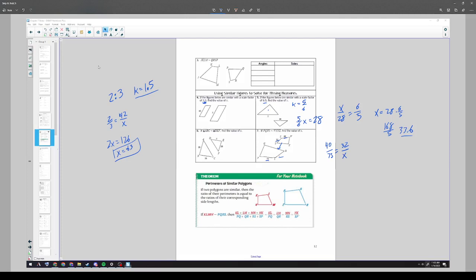So the important thing there was both top numbers were from the same shape, both bottom numbers were from the same shape. So we end up with x equals 32 times 75 divided by 40. So rather than multiplying that out and getting huge numbers, I'm going to try to simplify where I can.